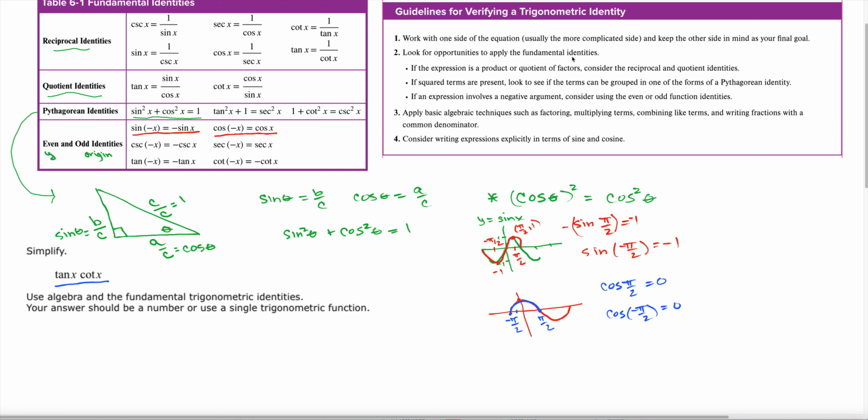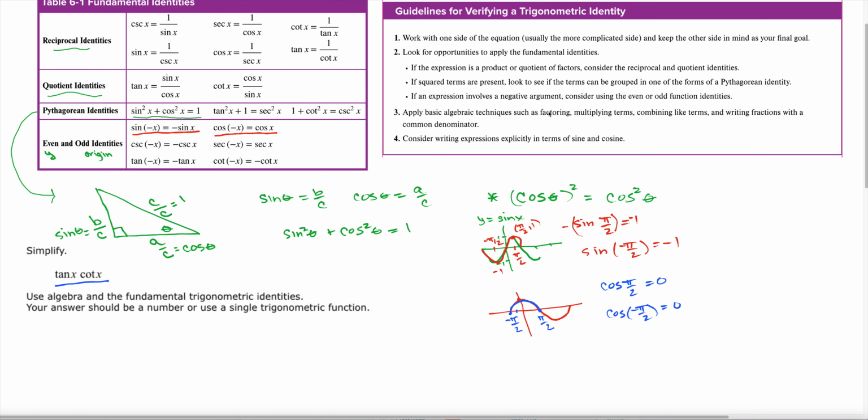Look for opportunities to apply the identities. So kind of things that you want to be on the lookout for is if the expression is a product or quotient of factors, consider the reciprocal or quotient identities. If squared terms are present, we want to think about those Pythagorean identities. And if we have a negative argument, meaning the thing that we're applying the trig function to, in this case it would be x, if that's negative, we would want to think about the even or odd function identities.